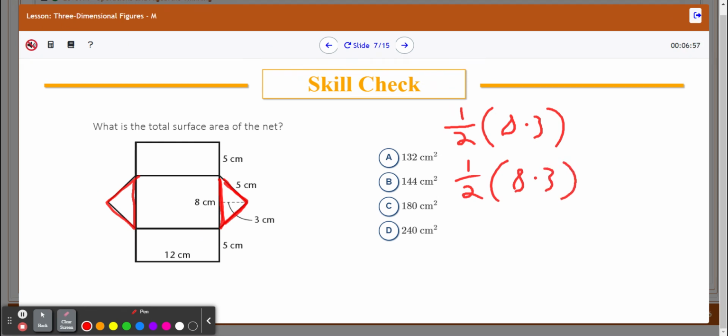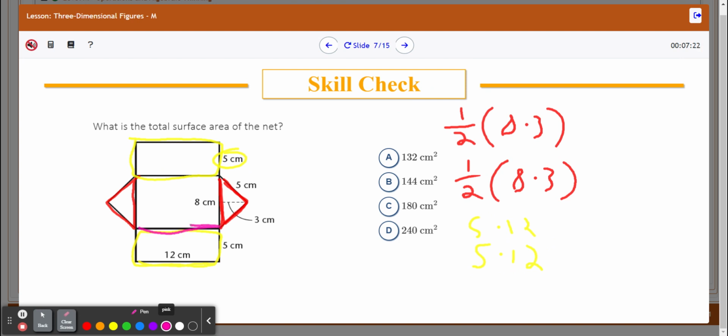Now, let's figure out what these other sides are. We'll look at the two flaps. It's showing me that it's 5 centimeters right here. Well, how long across is it? It's 12 because it's telling me right there. So I've got 5 times 12, and again, I do that twice. So you see the yellow? There are two different rectangles.